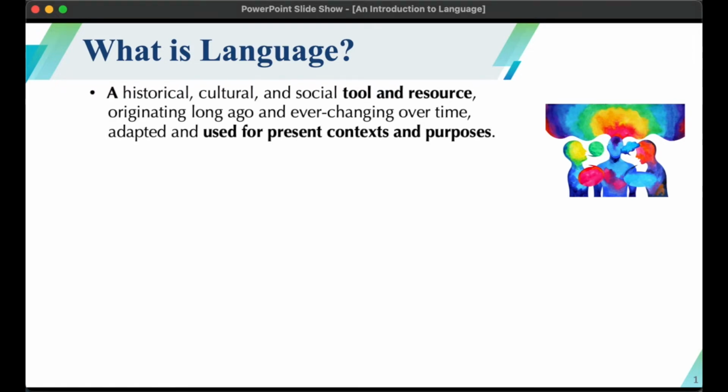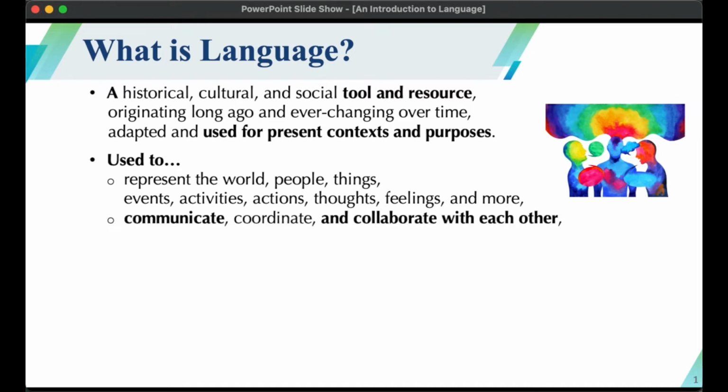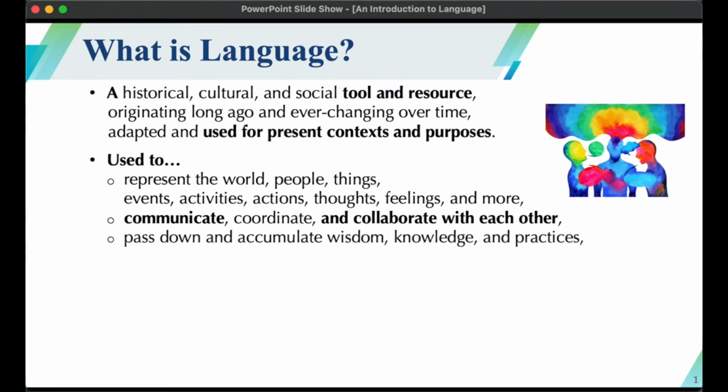It's a historical, cultural, and social tool and resource, originating long ago and ever-changing over time, adapted and used for present contexts and purposes. It's used to represent the world, people, things, events, activities and actions, thoughts and feelings, and more. It's used to communicate, coordinate, and collaborate with each other. It's used to pass down and accumulate wisdom, knowledge, and practices. And perhaps most essentially, it's used to connect with each other.